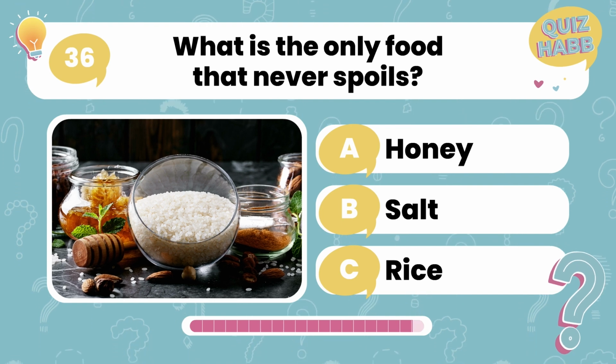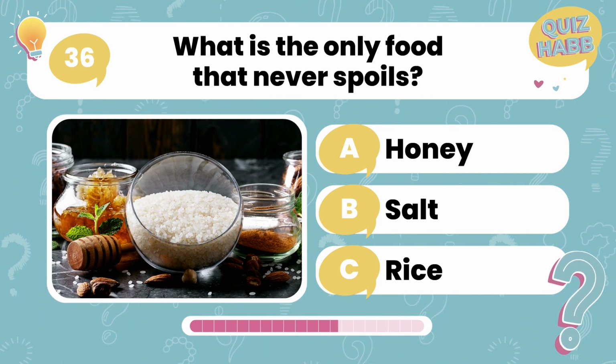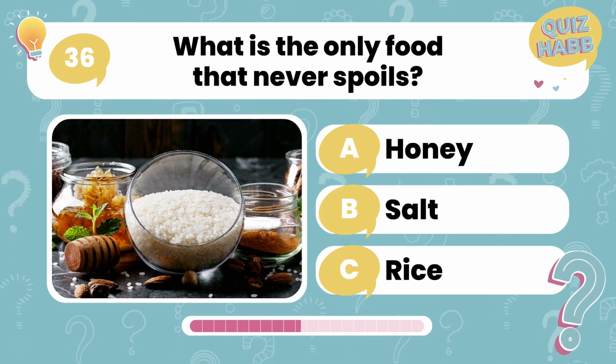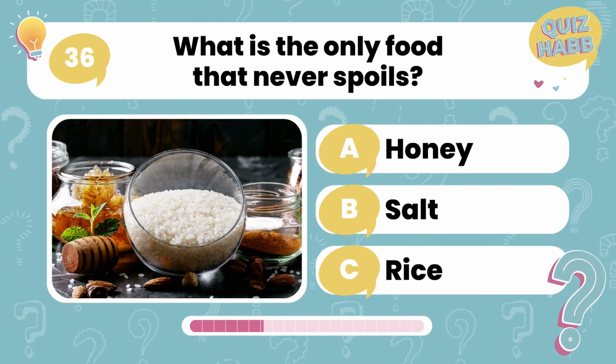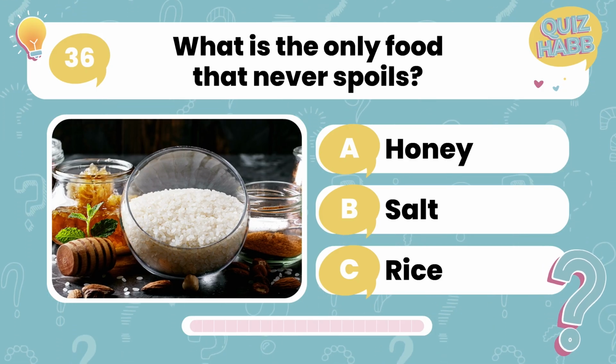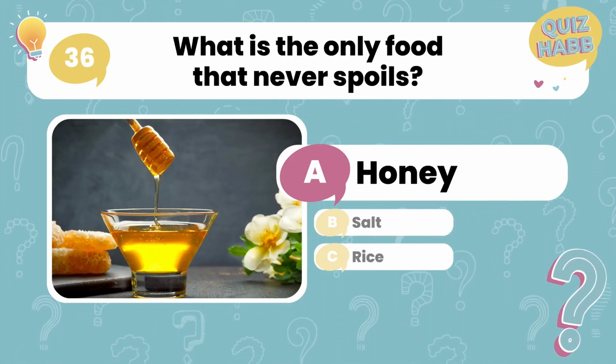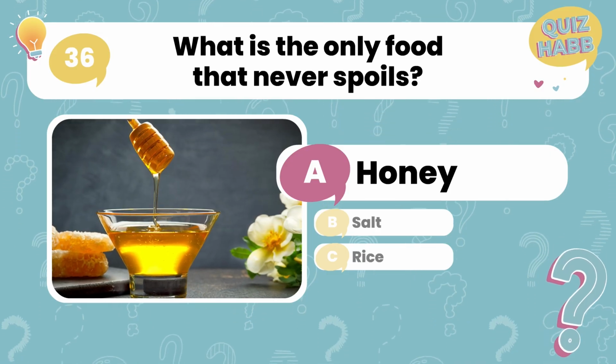What is the only food that never spoils? A. Honey, B. Salt, C. Rice. Correct answer, honey. Archaeologists found edible honey in 3,000-year-old Egyptian tombs.